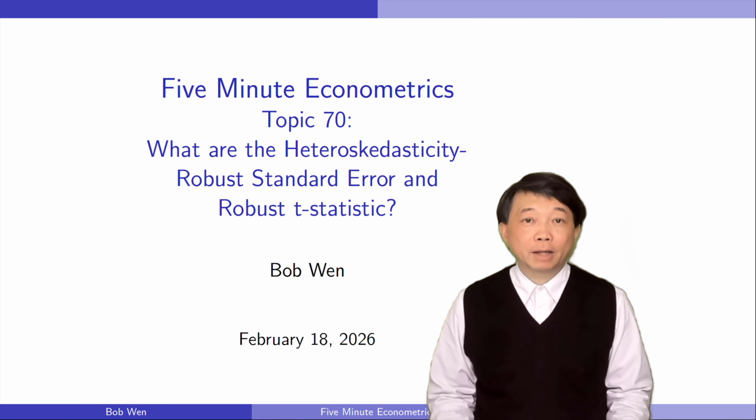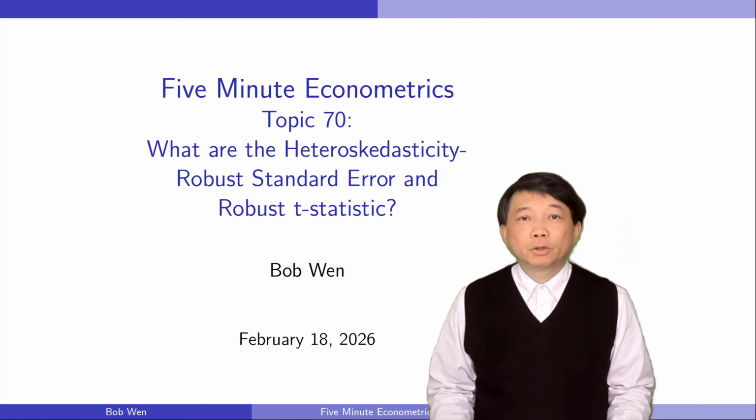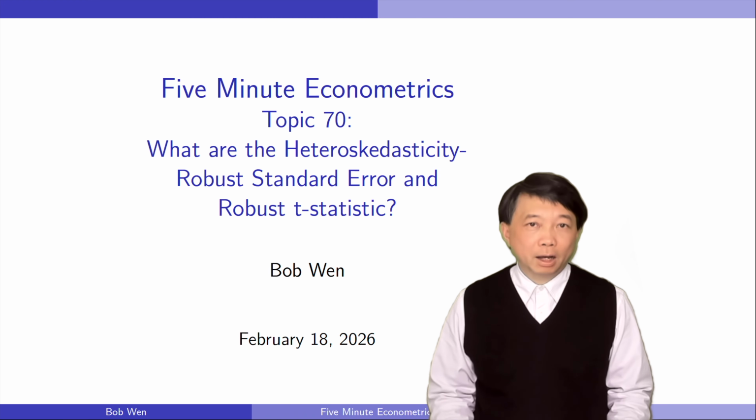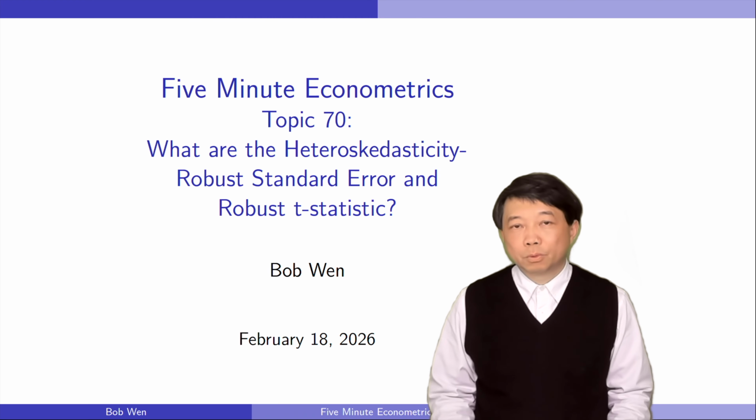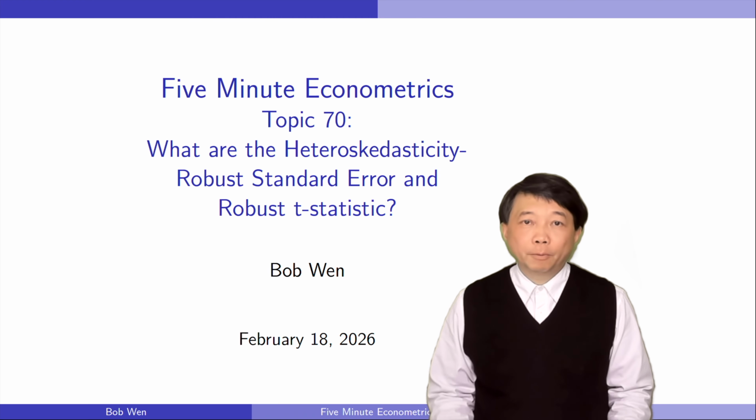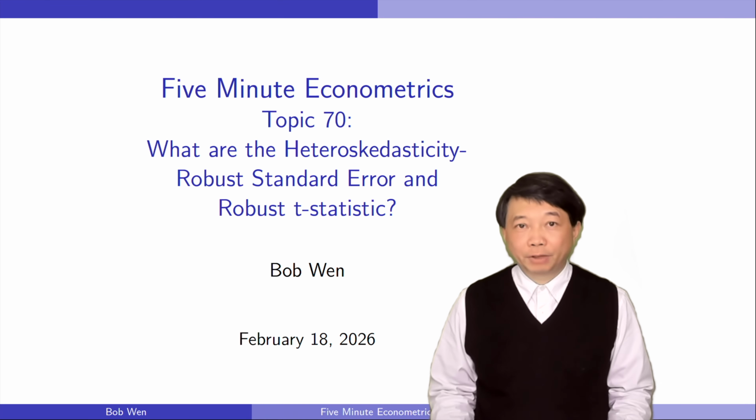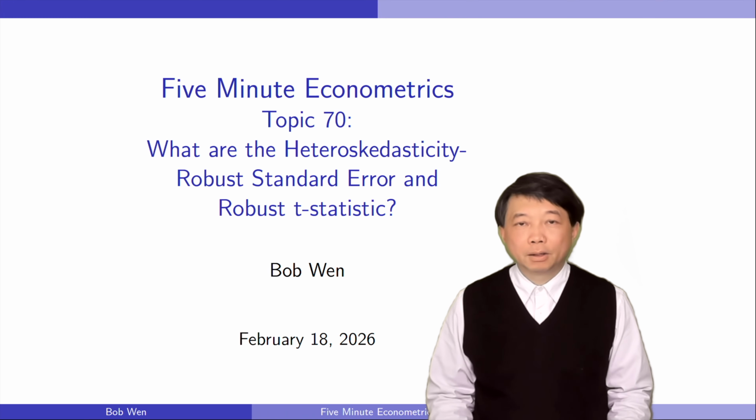It is called the Heteroskedasticity-Robust Standard Error, or just Robust Standard Error. It applies to the cases when we do not know the form of the variance of the error term. In the presence of heteroskedasticity of unknown form, the robust standard errors and the robust t-statistics will be valid in statistical inference.